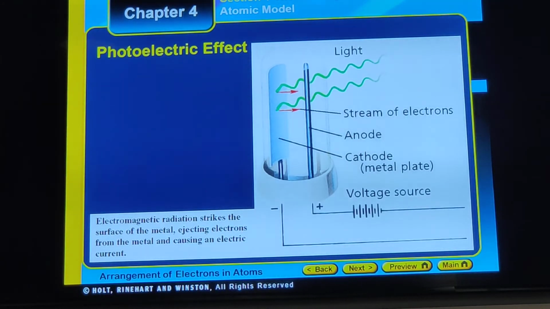But here's basically how it works. You have an anode and a cathode. The cathode is a metal plate, and the anode is just like a wire up here. When light shines on the metal plate, the cathode, it will shoot out electrons that will be attracted to the anode. So when the light strikes it, electrons jump across the gap, and I'm now completing a circuit, right? Yeah, I'm completing a circuit.